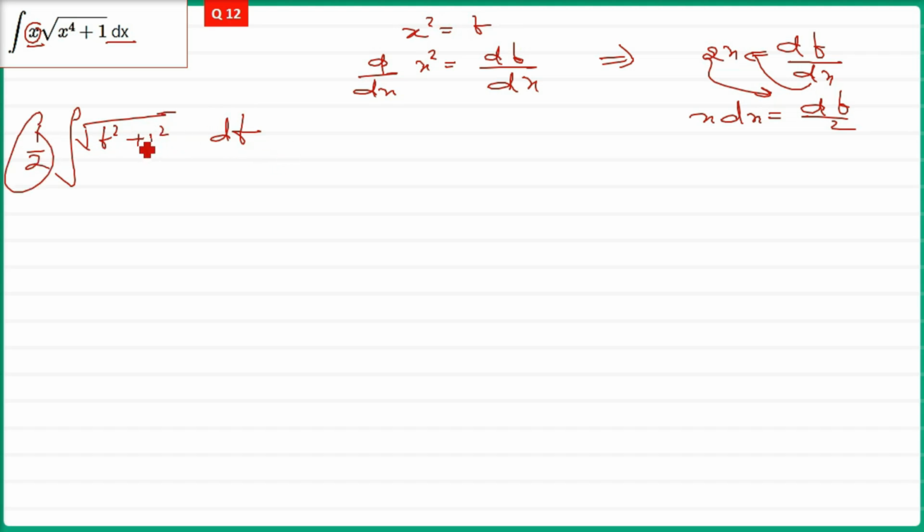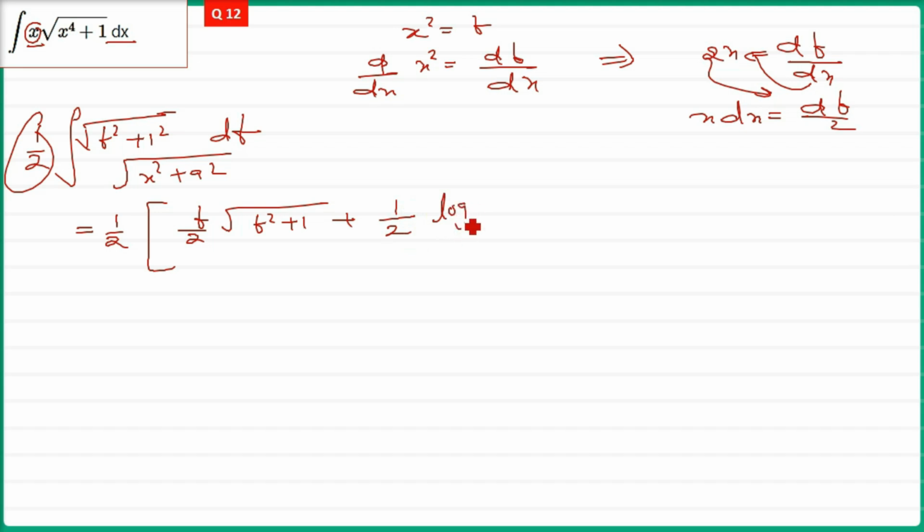Now just apply the x square plus a square formula with an under root. So I'm directly applying the formula. X you have to take as t and a as 1. So it will be t by 2, half is already there outside. T by 2 under root t square plus 1, plus a square by 2. What is a? It's just 1. 1 square will be 1 only. 1 by 2 I am writing. And ln, that is log base e, t plus under root t square plus 1, plus constant of integration.